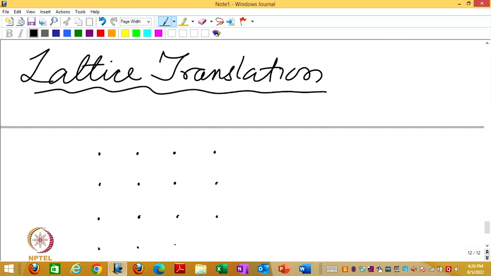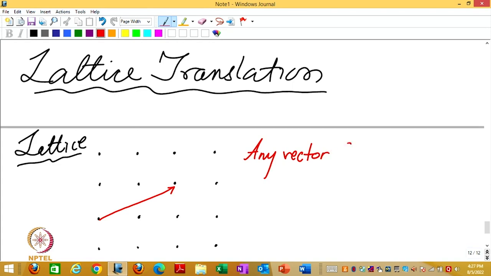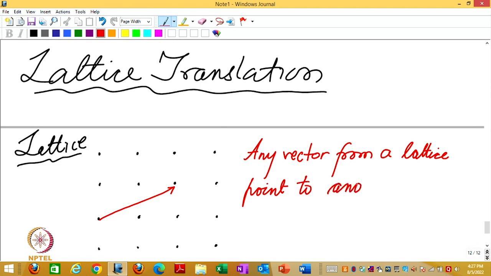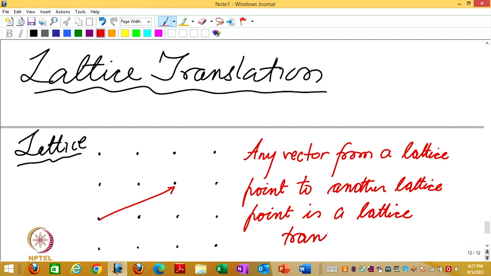So, let us say that I have a set of lattice points. I do not know what is being repeated. Currently, I am focused only on how it is being repeated. So, my focus is on the lattice. Then, any vector I choose from one lattice point to another lattice point is a lattice translation.